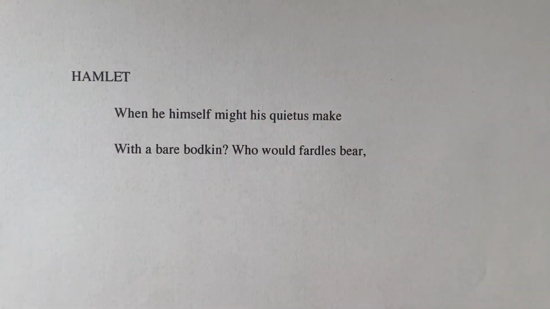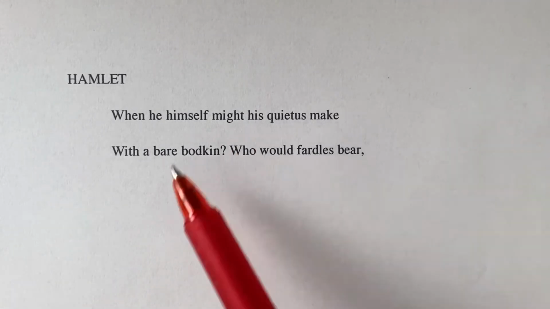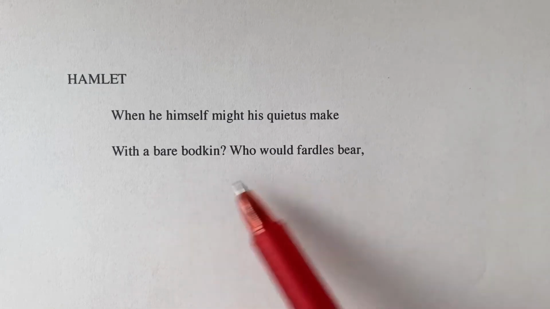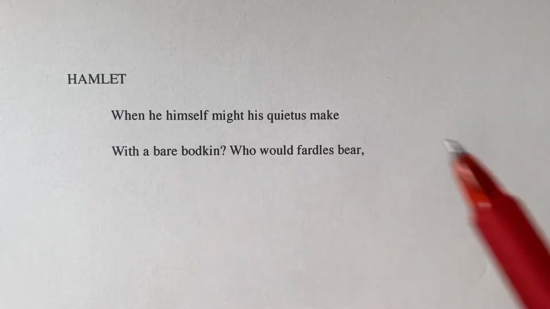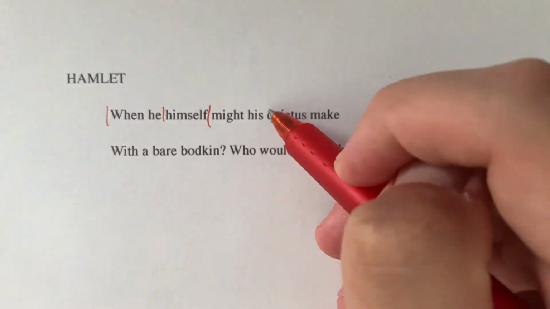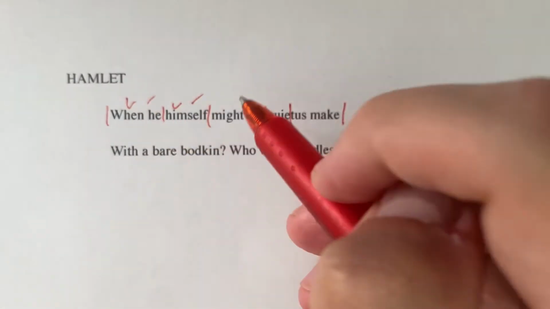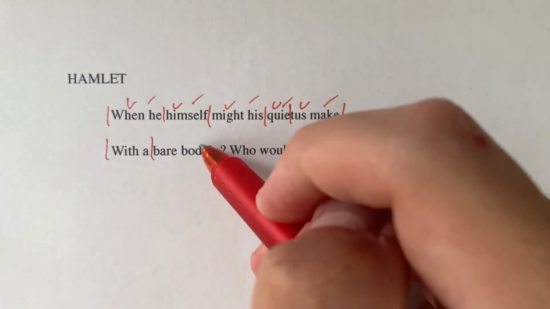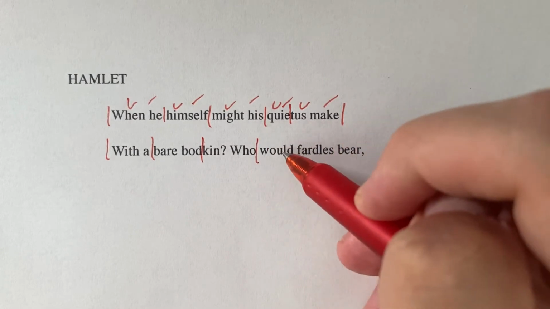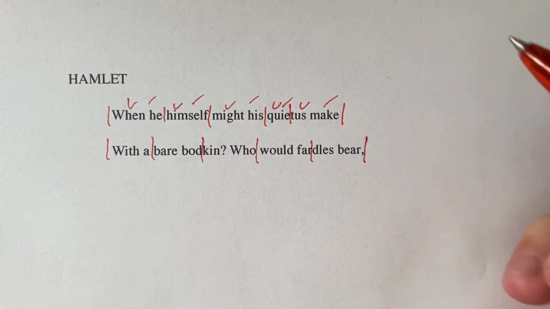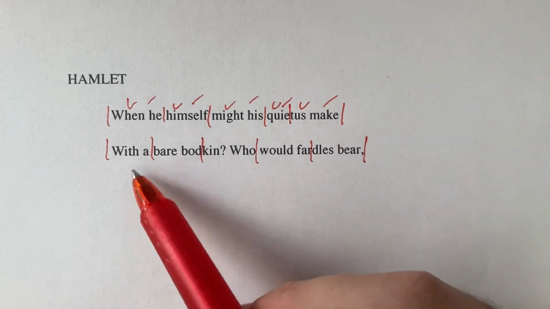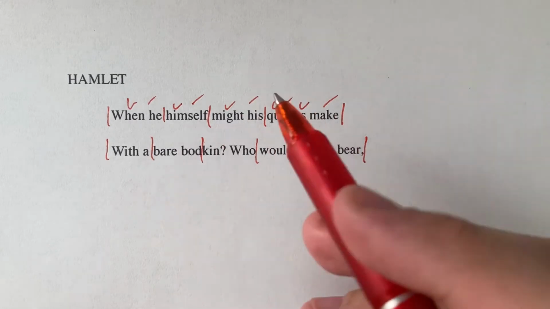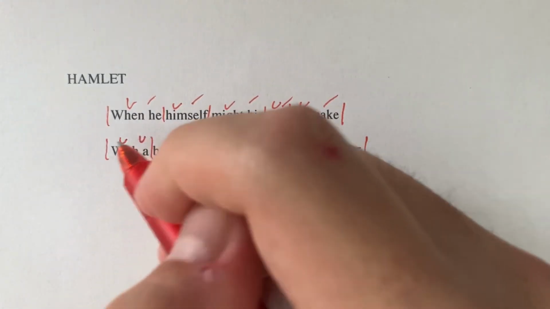Here's our example of a pyrrhus. Now, before we start, I know that there are different ways you can scan this. I'm going to scan this to create a pyrrhus in this second line. So let's start with scanning out the first line. With a bare bodkin who would fardels bear. Because "with a" to me would seem pretty unimportant, I'm going to create a pyrrhus, and we'll mark that.